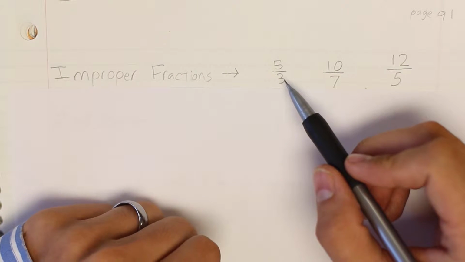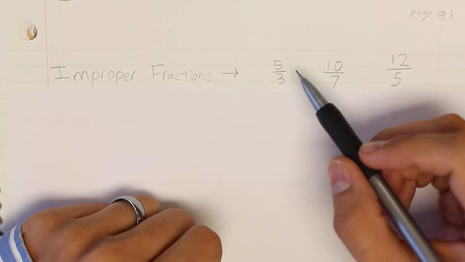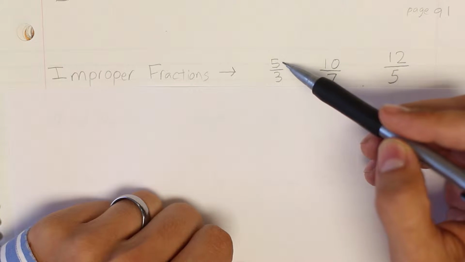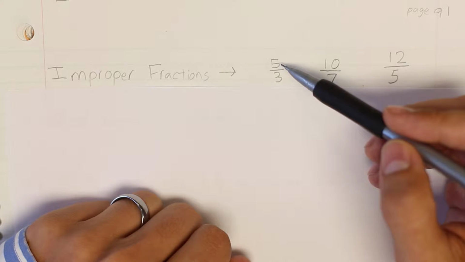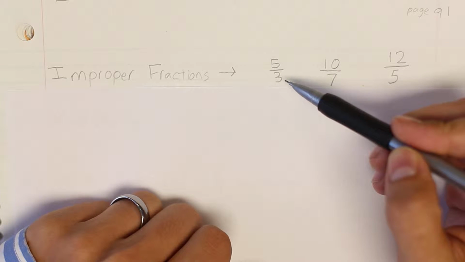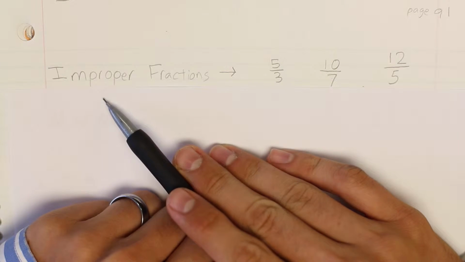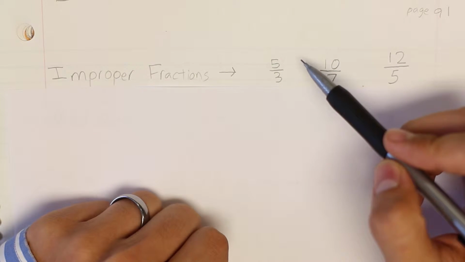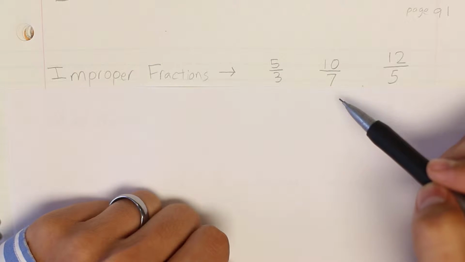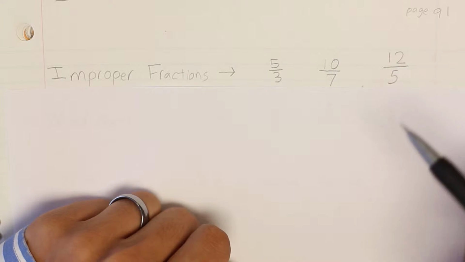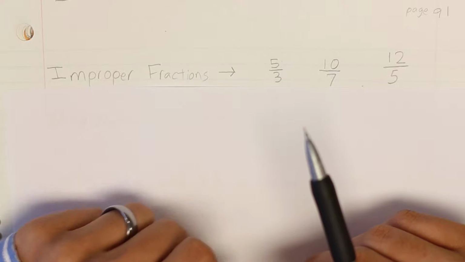Improper fractions are fractions in which the number in the numerator, meaning the top number, is larger than the number in the denominator, meaning the number on the bottom. So, top number bigger than bottom number, it makes it improper. So, something like 5/3, or 10/7, or 12/5. This is improper.